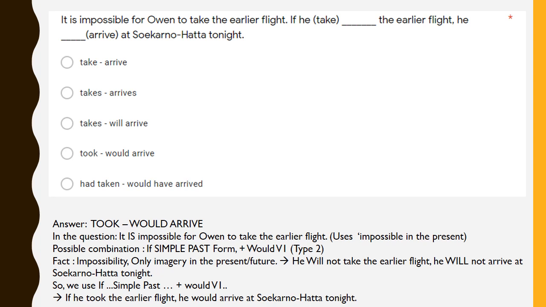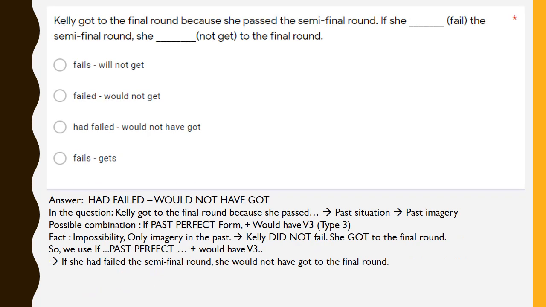Therefore, the real situation is he will not take the earlier flight. He will not arrive at Soekarno-Hatta tonight. So again, we use if simple past combined with would verb 1. And the real sentence is: if he took the earlier flight, he would arrive at Soekarno-Hatta tonight.